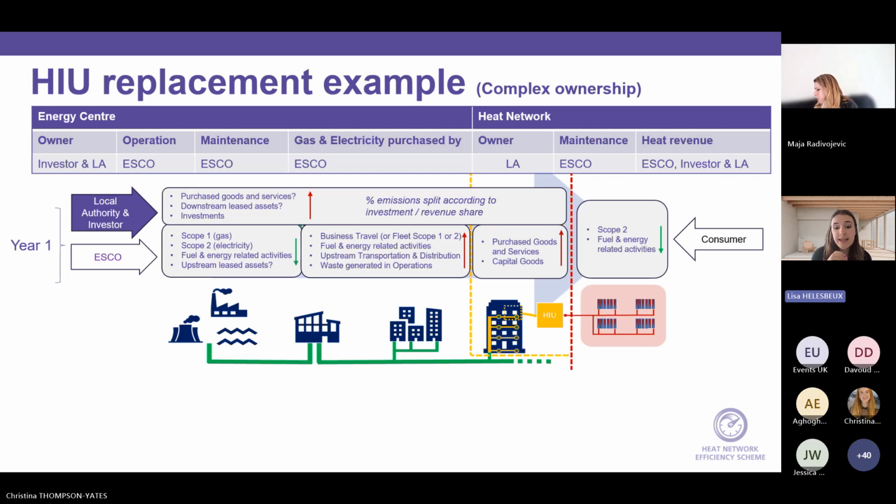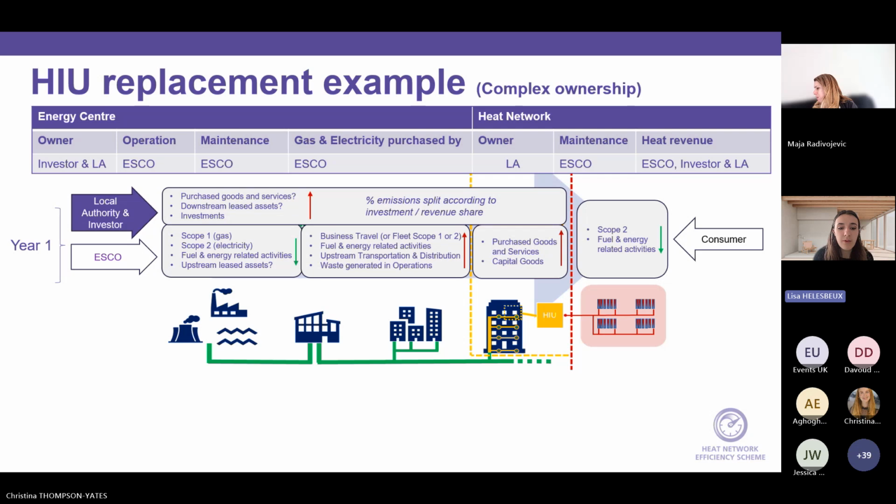But if they are leasing assets to the ESCO, then they will potentially report under category 13, if I'm not mistaken, the downstream leased asset. So the idea here is that the same physical emissions can sit completely in different categories, depending on the control structure of your scheme. And this is exactly why understanding your agreements in detail is really important.